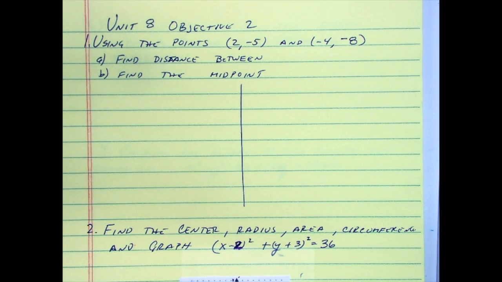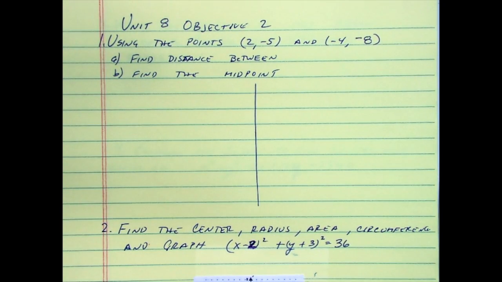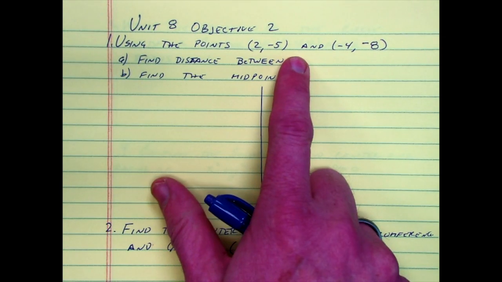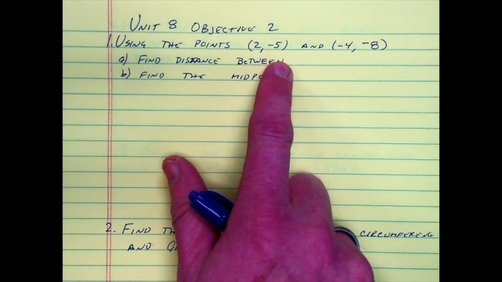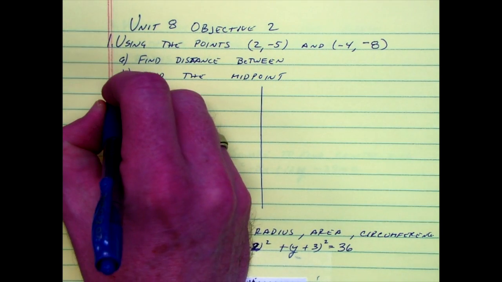Okay, so I'm going to do a couple examples today to support Unit 8 Objective 2. And the first one we're going to do is using 2 points. We're going to find the distance between and we're going to find the midpoint. So I'm going to do the distance over here. I'm actually going to do 2 different ways.